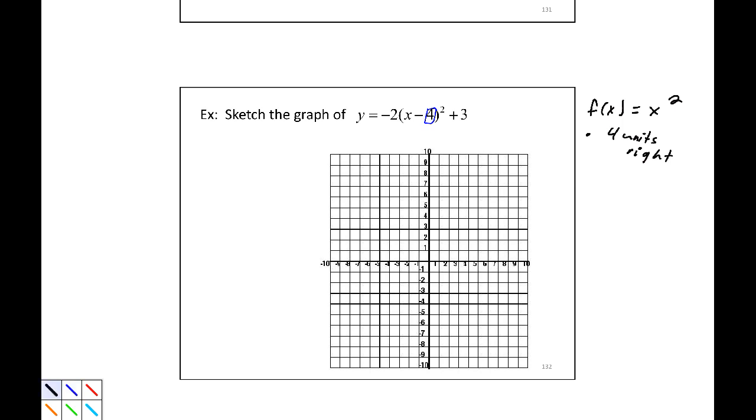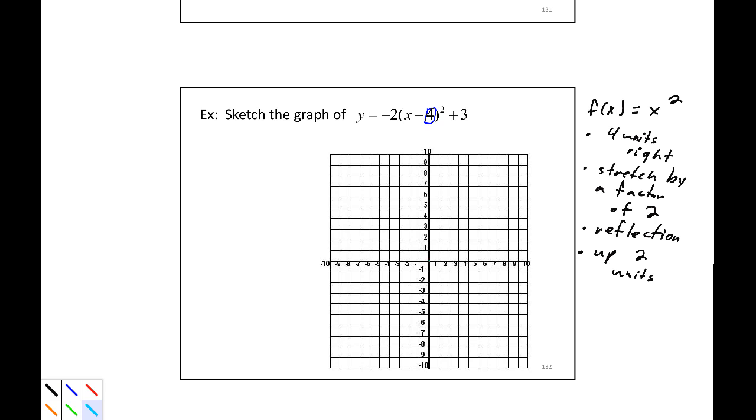Next, we would look at a vertical stretch. So vertical stretch, we have a factor of 2. Stretch by a factor of 2. Next, we have a reflection, because we have that -2. And last, we have a vertical shift up 3 units. So let's begin modifying the x squared function. I'm going to try to use several different colors for this.